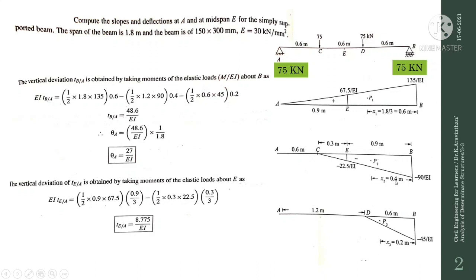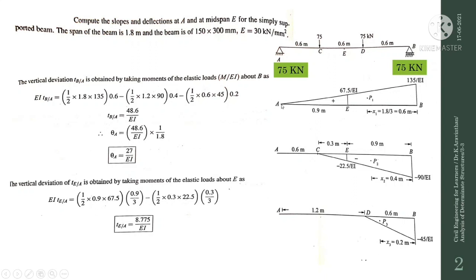So you will be getting 0.4 meter, and the distance is 0.6. So 1/3 of 0.6 will be 0.2 meter. So you have arrived at all the centroids with respect to the point B. Currently we are finding the vertical deviation, that is TBA. We will be taking moment with respect to the point B. So this is the bending area, and area into this distance.